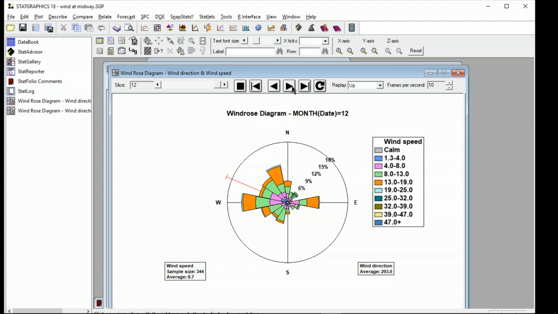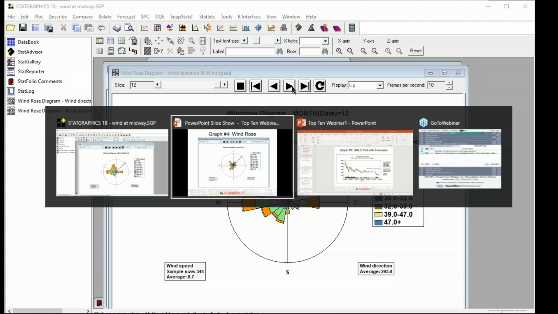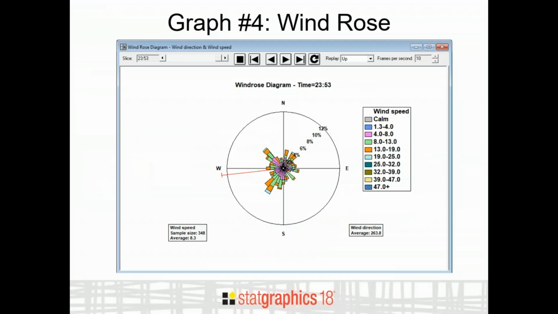Very interesting graph. Very well suited for looking at something that has a spatial component to it, a directional component to it. So the fourth graph of my top 10 will be the wind rose.